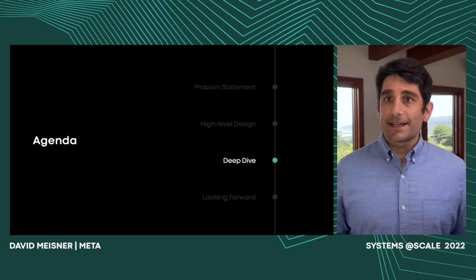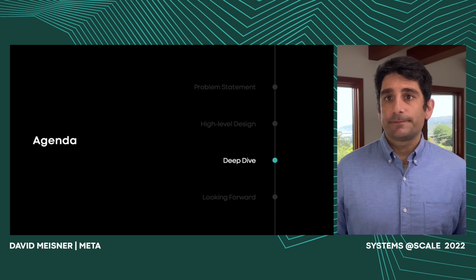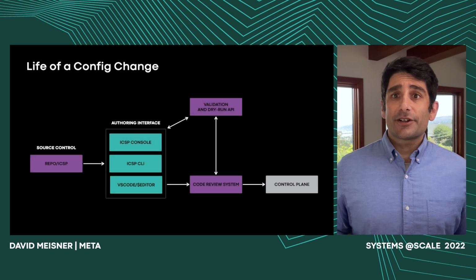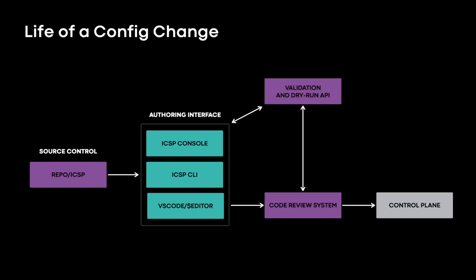Next, I want to use a couple examples to illustrate how ICSP works. First, let's talk about how a user makes a config change in the system. We have a property in ICSP that human changes go into a central configuration repository and are rolled out to the system. As a user, you can use many different interfaces to author these changes. So you can use our UI console, you can use our CLI, and you can use either your favorite editor or VS Code if you'd like. Regardless of how you create this change, they all end up in a diff to this repository.